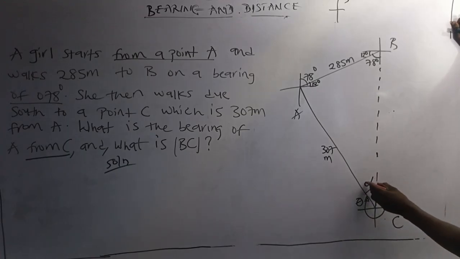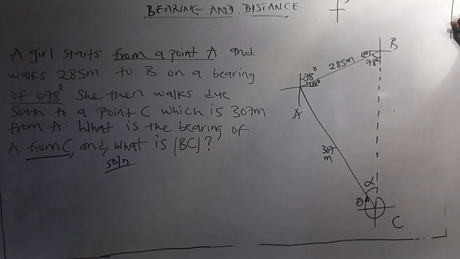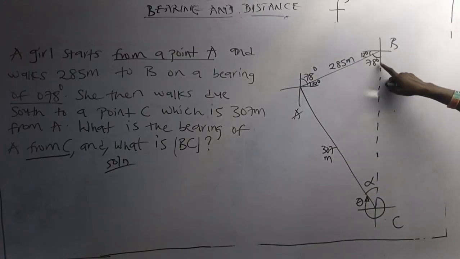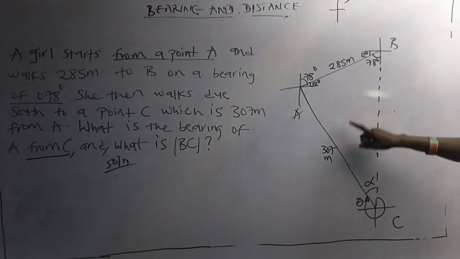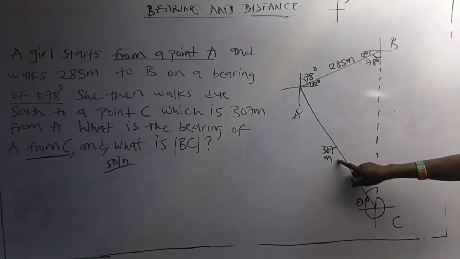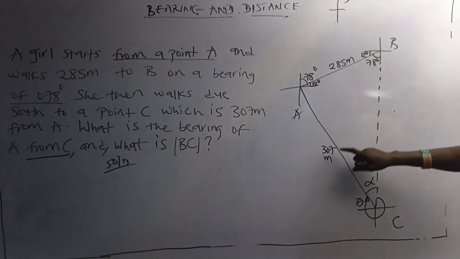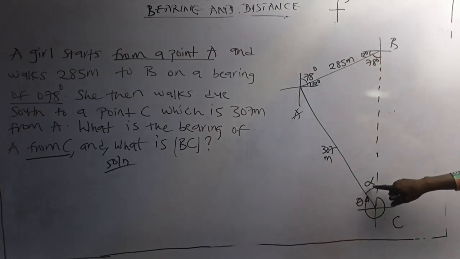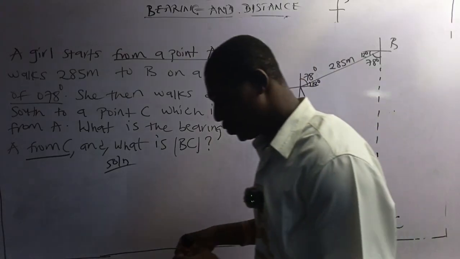So I need to know this angle. Let this angle be alpha. Then remember, alpha plus theta will be equal to 90 degrees. So we get alpha first. How do we get alpha? I know my side and I know my angle, and I'm looking for the angle. So I can use this and this and this. I have three pieces of information. I can use the sine rule to get this. So let's see.